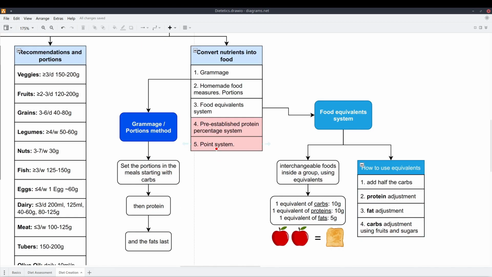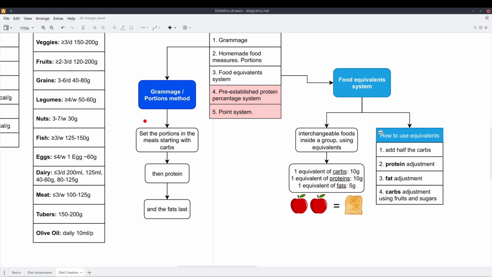This is like you have many points in a day and you cannot overpass them. So let's say you have 100 points in a day and you cannot go over 100. Therefore, some food groups such as sweets, sodas, candies and alcohol, things that we shouldn't really eat that much, are going to have more points. Whereas things that are healthy for us will have lower points, so we can eat more of those. The grammage and the homemade food measures, the portions, are indeed the same.